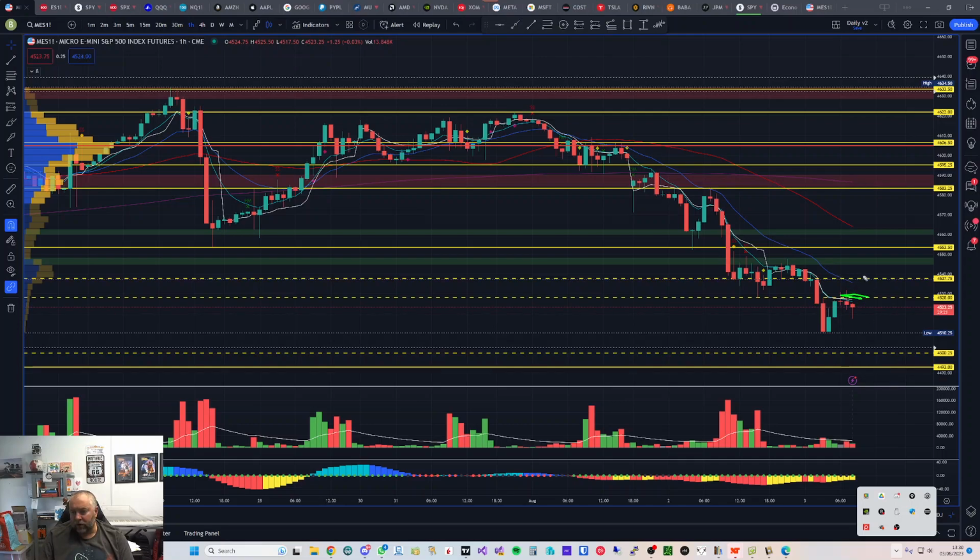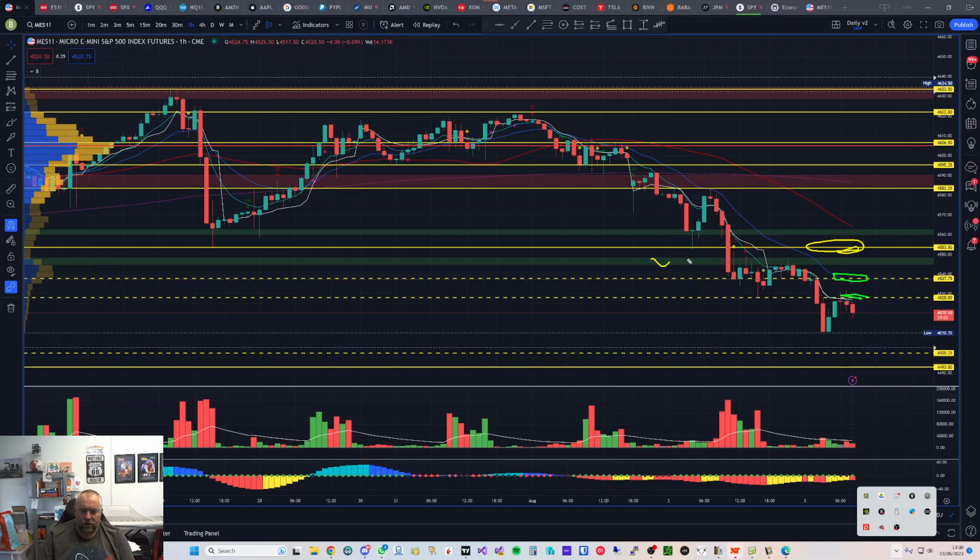And we've got 4540, 4537, 4538 area as another high risk rejection, but a higher probability rejection will be this area, 4553, which is this solid yellow line. So that's an area I'll be watching for another rejection.